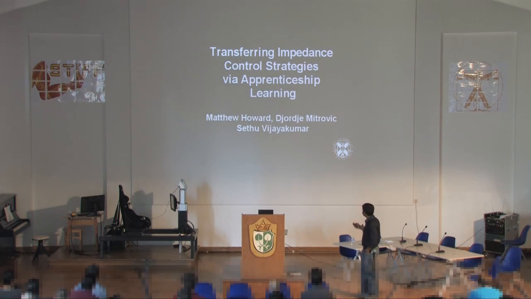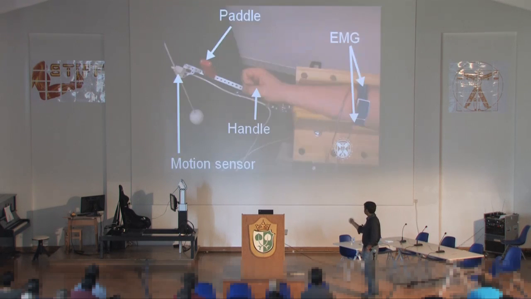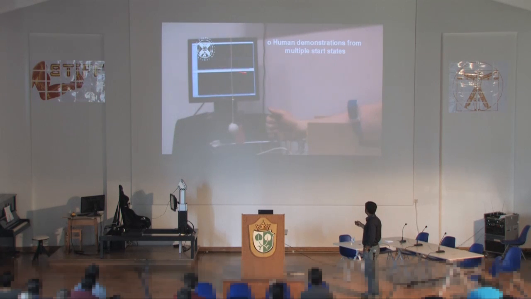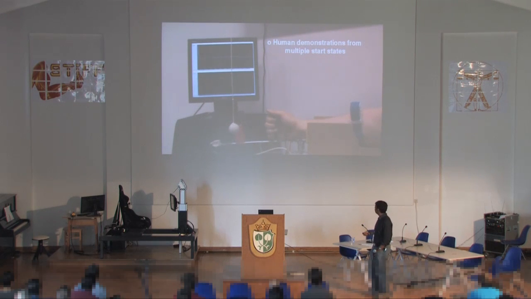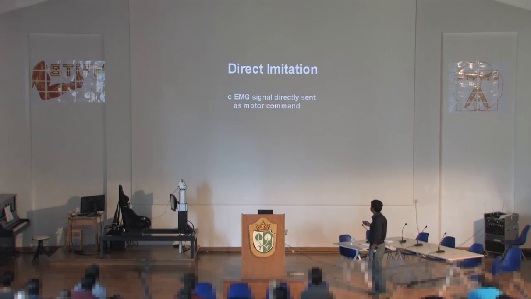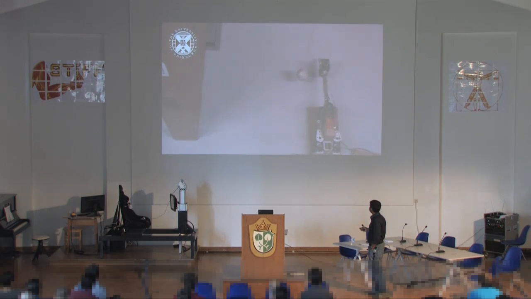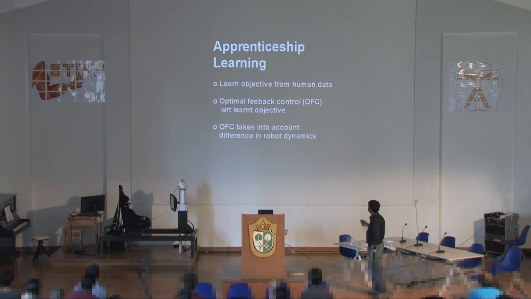And we have a little video of this, this is Matt's work. So again, this is using EMGs to measure positions, and you've got some real-time EMGs and demonstrations of ball hitting, and we have a rough model. Then we extract the cost function that is being used, and then we put the direct imitation on this model, and you see that it does the job, it hits, but actually it hits with a lower velocity. But if we optimize through the apprenticeship learning framework, actually the performance improves.